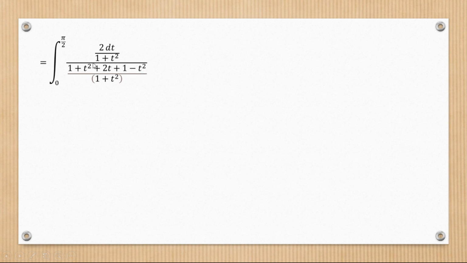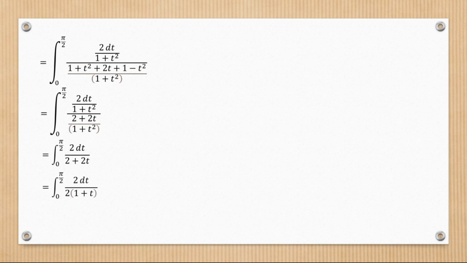So you can see that this and this cancel, then we'll be left with 2 dt over 1 plus t squared over 2 plus 2t, because 1 plus 1 is 2, over 1 plus t squared. So next I can see that this and this cancel, and I will be left with the integral of 2 over 2 plus 2t. But I can also see that the 2's can cancel, because I can factorize out a 2 at the denominator, and I will be left with the integral of 1 over 1 plus t.